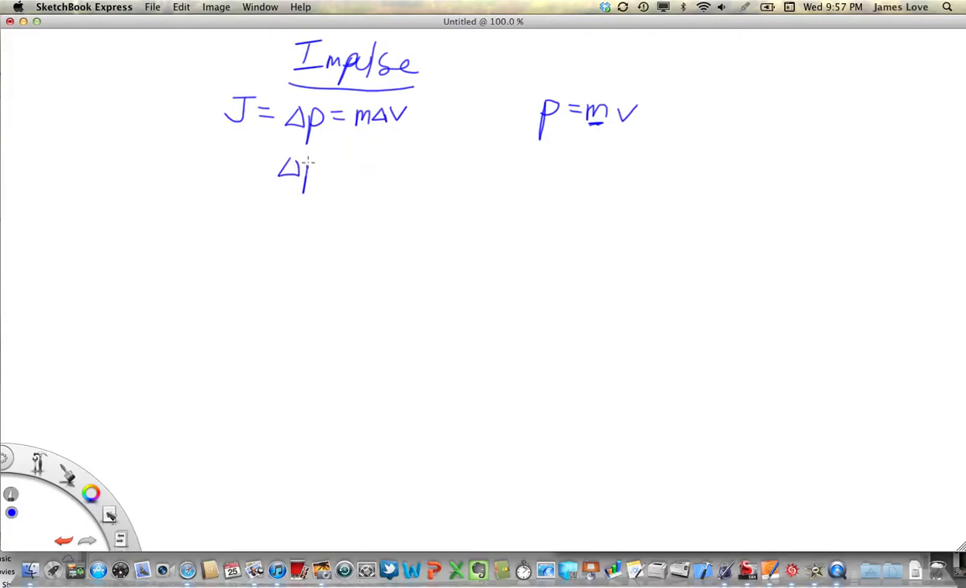We can also expand that out and say that it's mass times vf, which is the final velocity, minus the initial velocity. And so what we could look at with this is how this relates to force, because if you remember correctly, acceleration is equal to change in velocity divided by time.